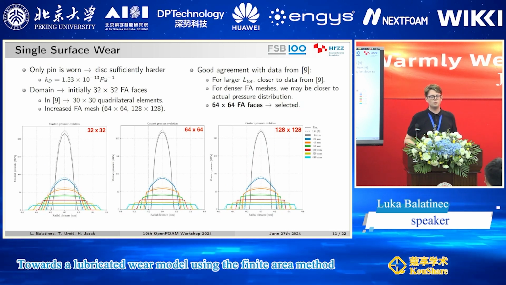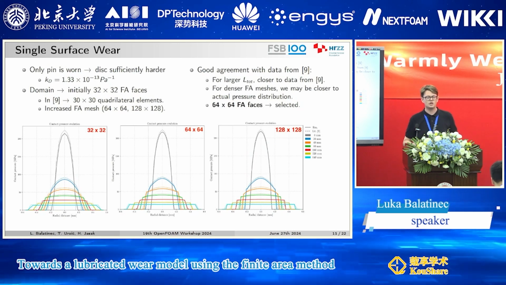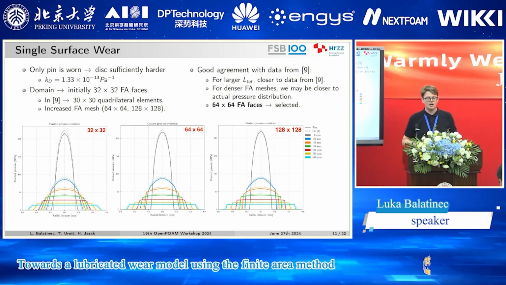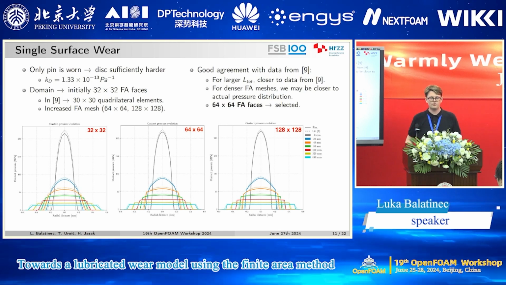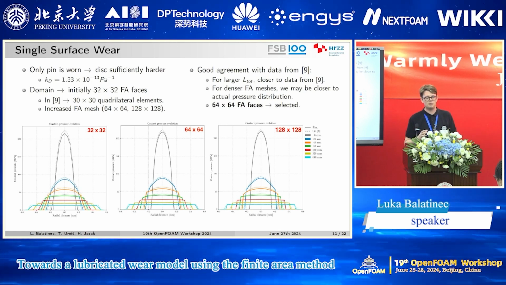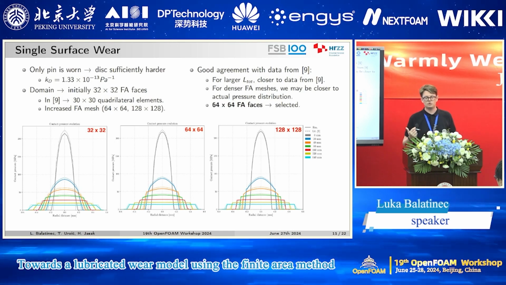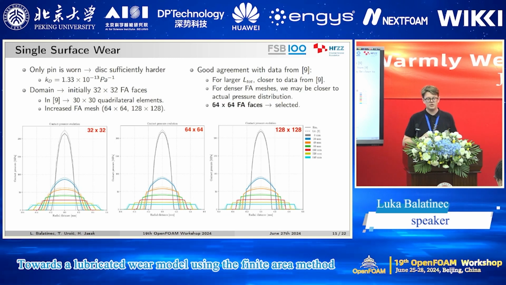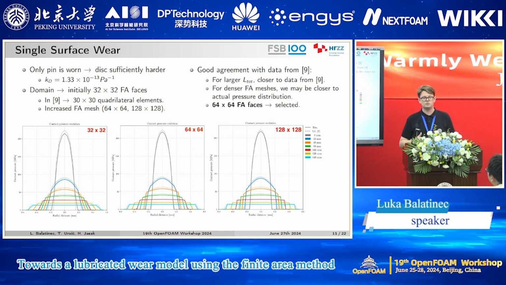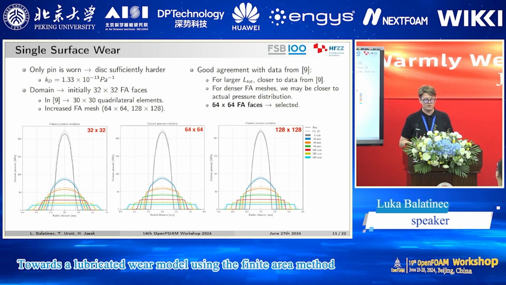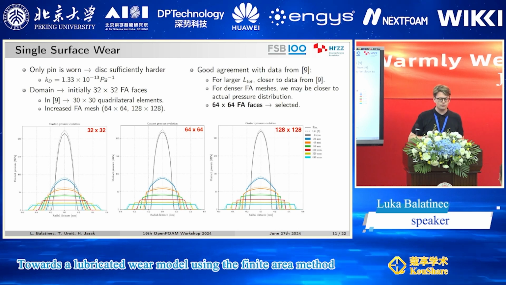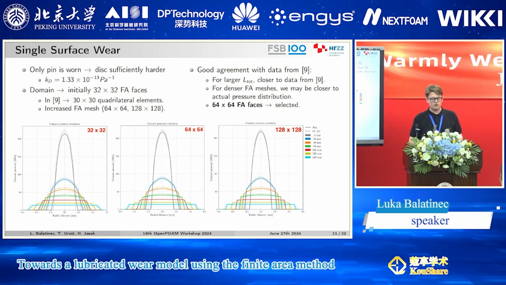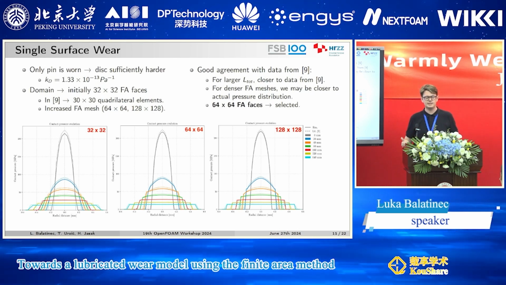Here, only the pin is worn, meaning that the disk is considered sufficiently harder so that it does not wear. Initially, we discretized the domain using 32 by 32 finite area faces, as this comes close to the number of elements that were used by the authors I mentioned. And then we increased the finite area mesh to see how the results would change. The images below show the evolution of the contact pressure across the radial distance for different sliding distances.